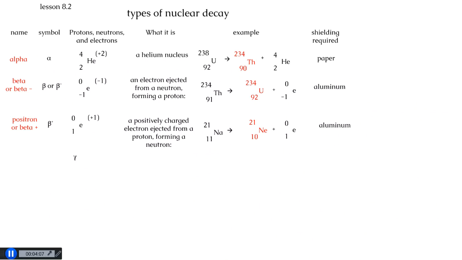Finally, we have gamma emission, which is just pure energy. Notice 0, 0, just pure energy. So I won't bother showing a reaction for that. Nothing would be changing. And let's try to use the lingo to describe what's happening in each one of these processes.